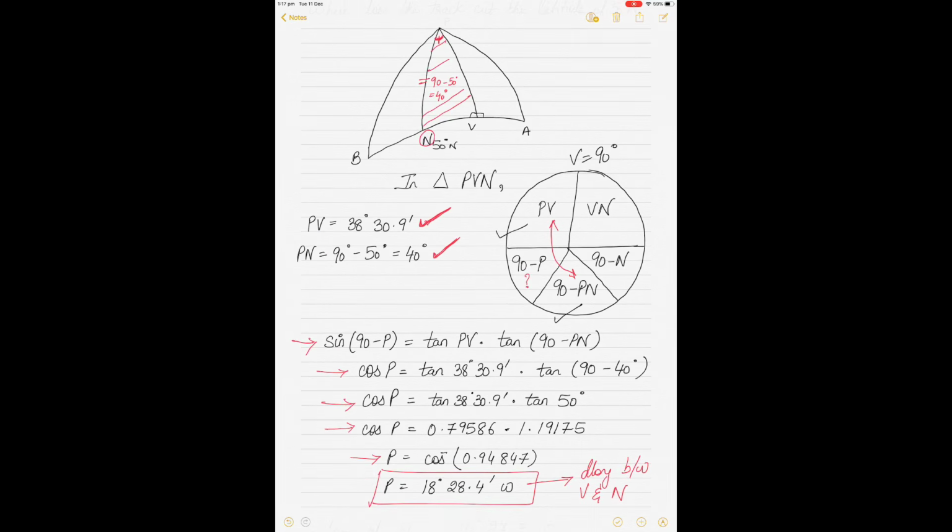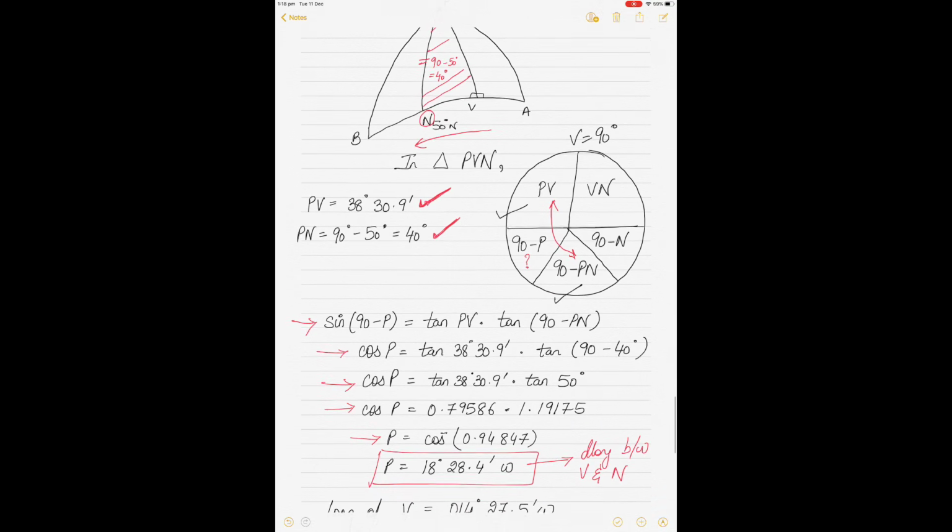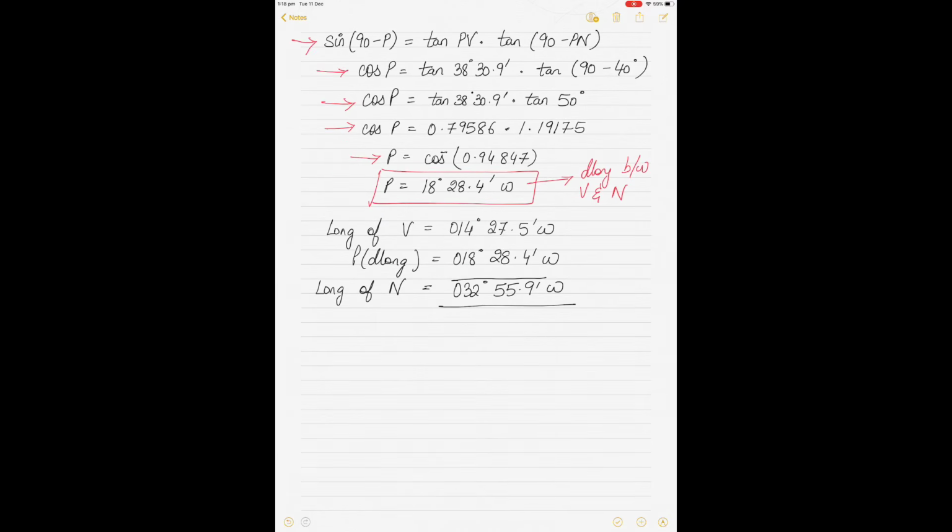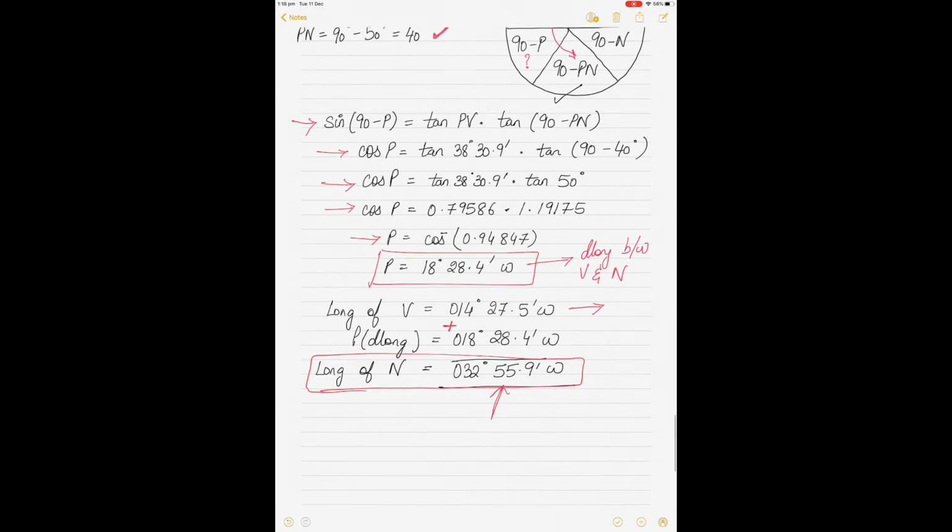As you see in the diagram, N is also west of the vertex, and as we are going on a westerly route, from the vertex longitude westerly, the west longitude should be increasing, right? So we have longitude of the vertex as 014 27.5. Point N is west of the vertex, so we'll add to this to find out the longitude of N, which is 32 degrees 55.9 minutes, right?